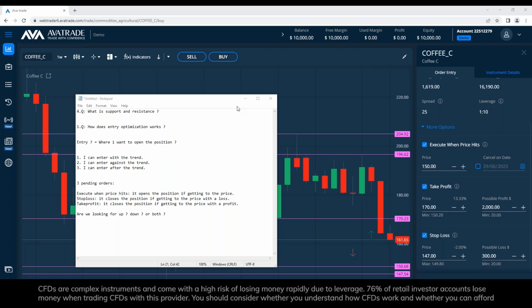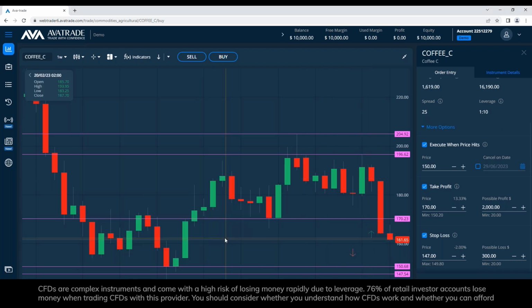In the strategy that I'm using, you see there are 3, like I said: I can sell, I can buy. Obviously with the trend would be a sell, against the trend will be a buy, and after the trend will be a reversal.